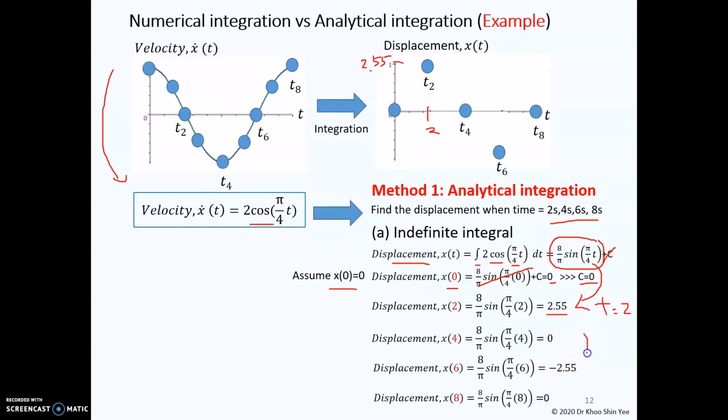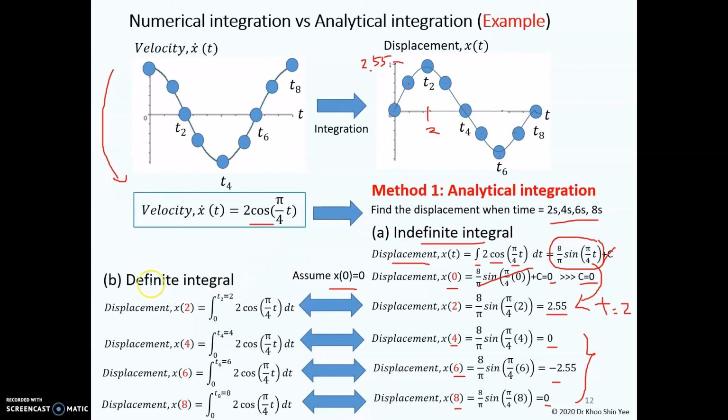By using the similar approach, you can find the displacement at t equal to 4, 6 and 8 seconds, which is equal to this answer. Then you can plot it. You can also continue to find the displacement at other times by using the same approach. This approach is known as the indefinite integral. Besides that, we can also use the definite integral to get the same answer.